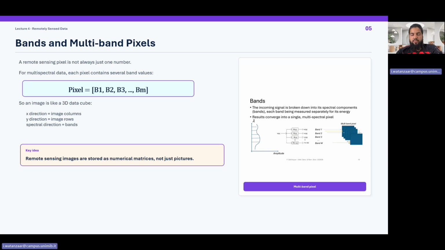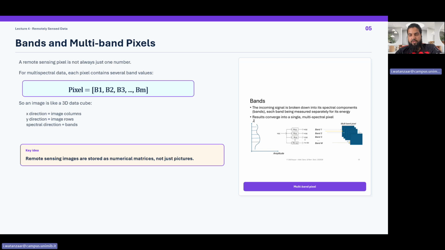For a certain point in a certain acquisition, let's suppose at one specific point and a specific condition, the first value of the pixel can be different from the second one. It is just due to the wavelength ranges. So let's suppose the pixel is equal to B1, the value of the pixel in band 1, and B2 has a different value, then B3, and so on until BM. So an image is like a 3D data cube in this case.